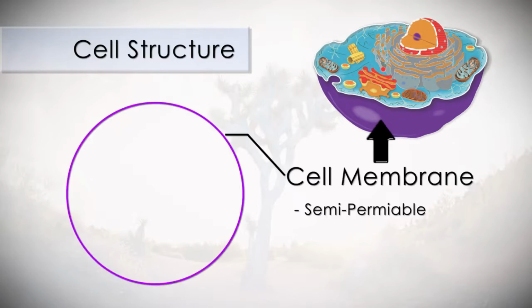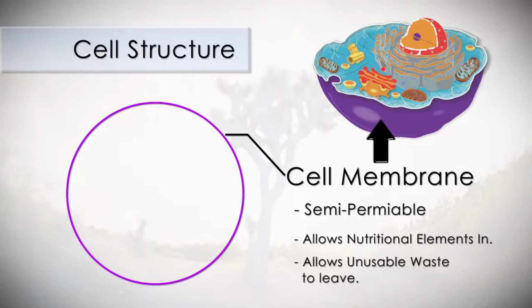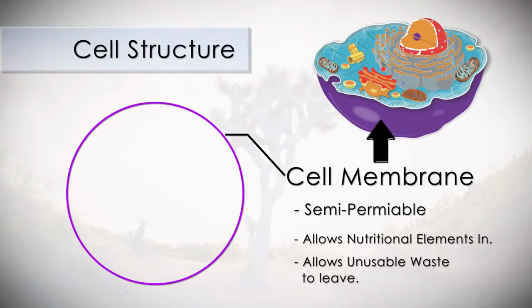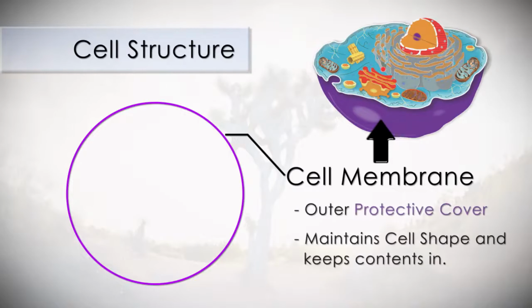The cell membrane is a semi-permeable structure that allows nutritional elements to enter the cell and unusable waste byproducts to leave the cell. And for the most part, it keeps out harmful substances. The membrane maintains the cell's shape, and it keeps the contents, or the organelles, from spilling out.